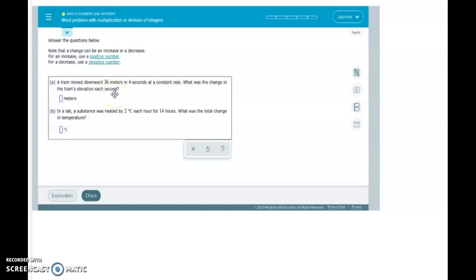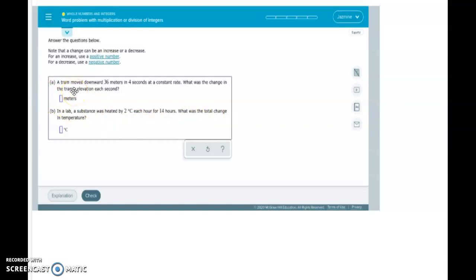There are some key words that I want you to note. If it says each, it probably means you need to divide. And then in this one it says, in a lab, a substance was heated by 2 degrees Celsius each hour for 14 hours. What was the total change in temperature? In here it says total change, so that means you're probably going to need to multiply those two numbers to get your result.